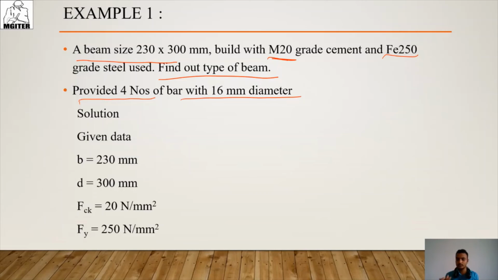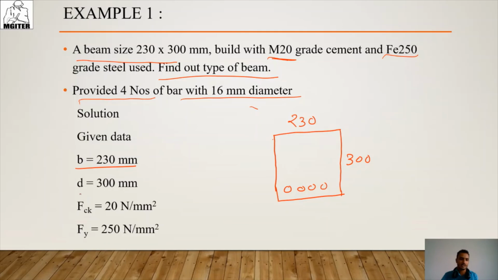By this example we can draw a figure. Figure of what? Figure of cross section of beam. Look at here. Here is a beam dimension 230. Here is 300, and we have 4 numbers of bar of 60 mm diameter. Figure is completed.